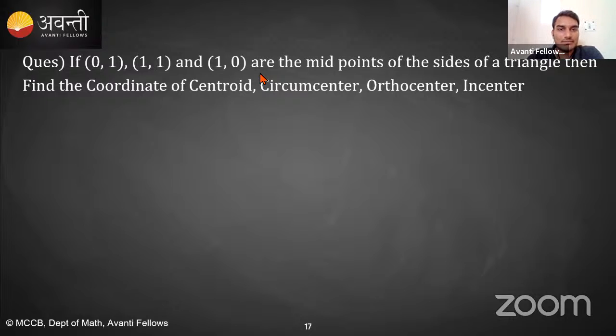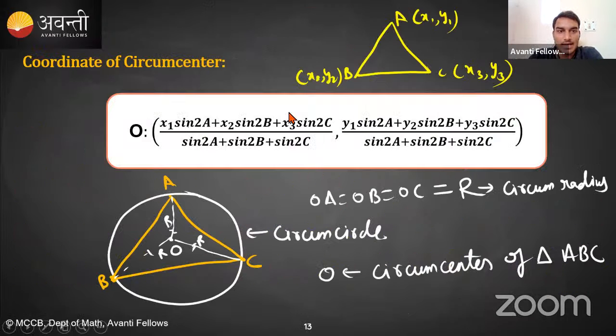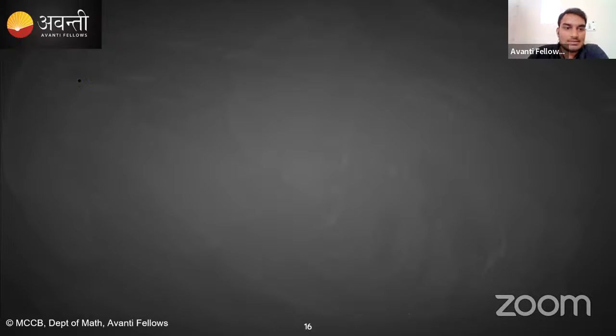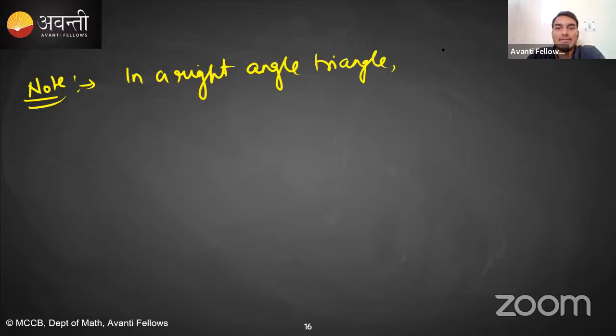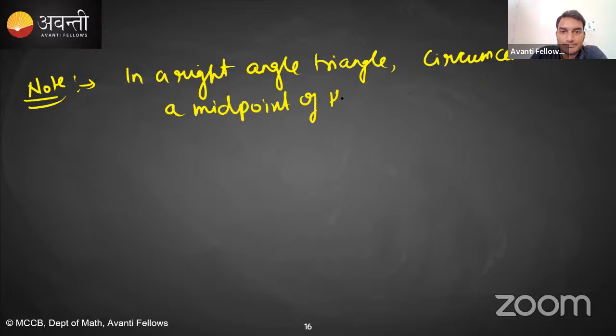Okay, students, there is one more note before addressing this question that I want to add. Please note that in a right angle triangle, if a right angle triangle is given, in that triangle the circumcenter is the midpoint of the hypotenuse.